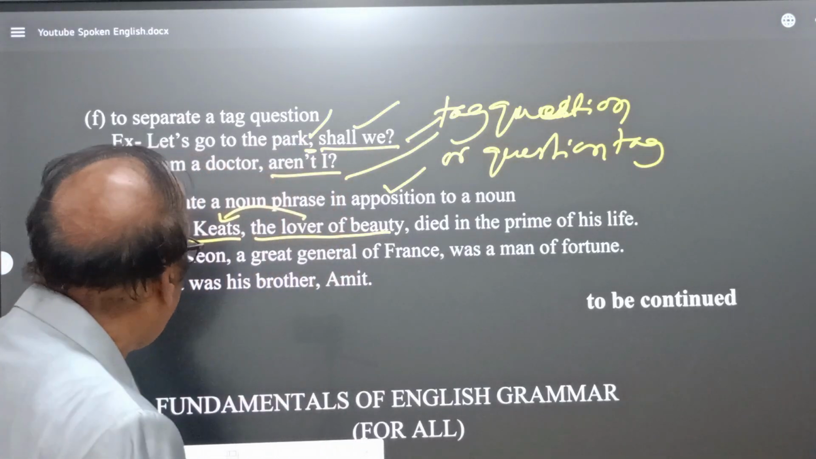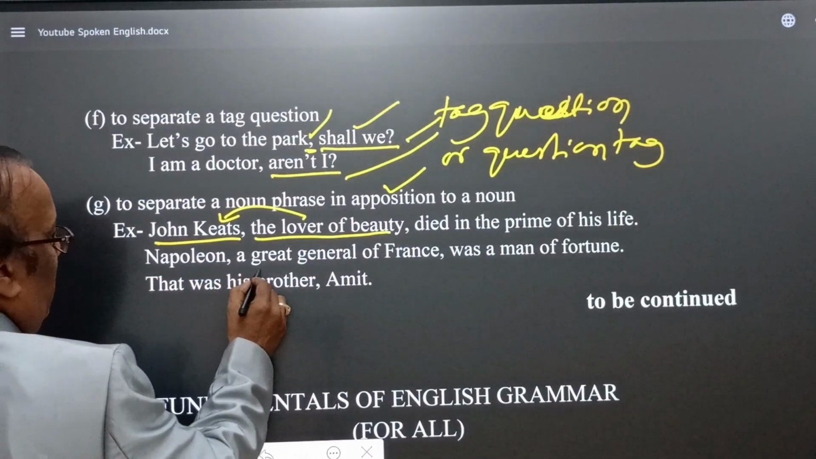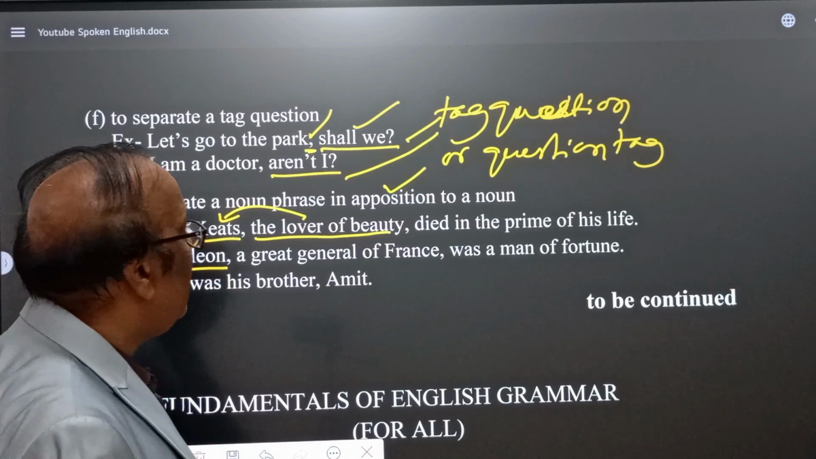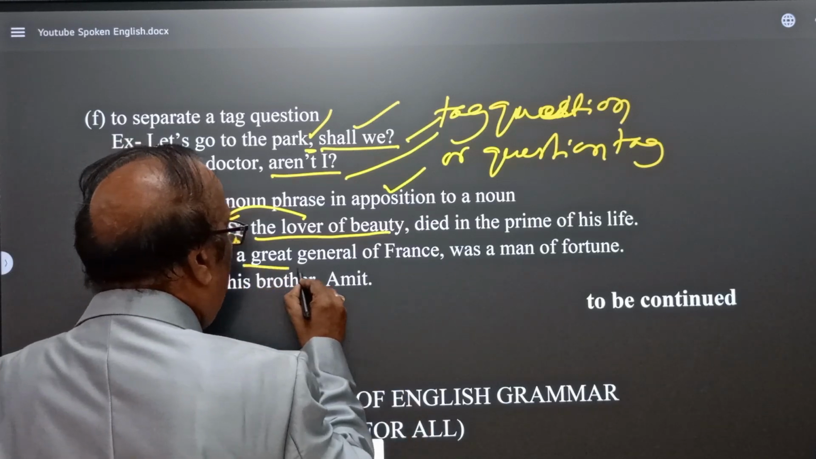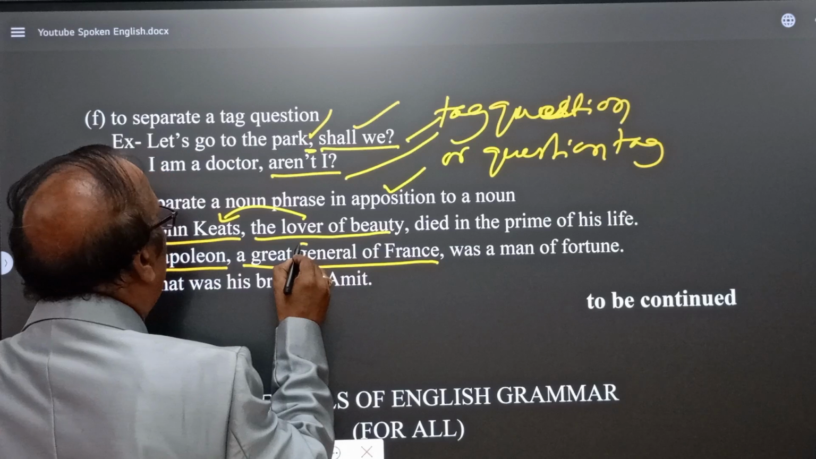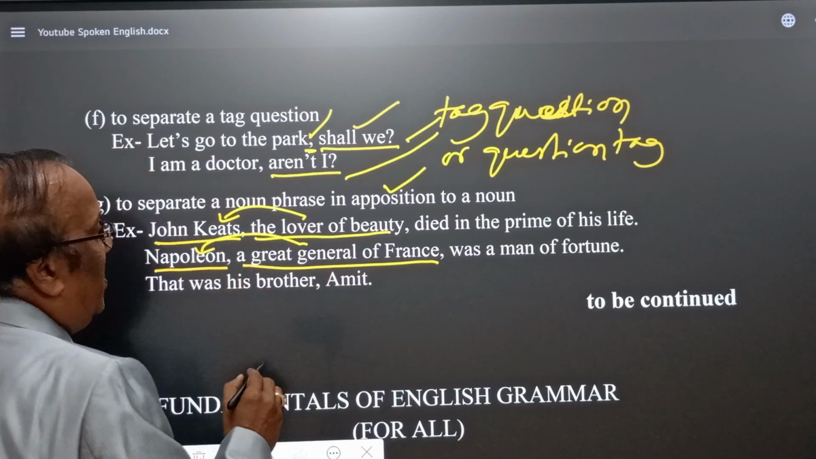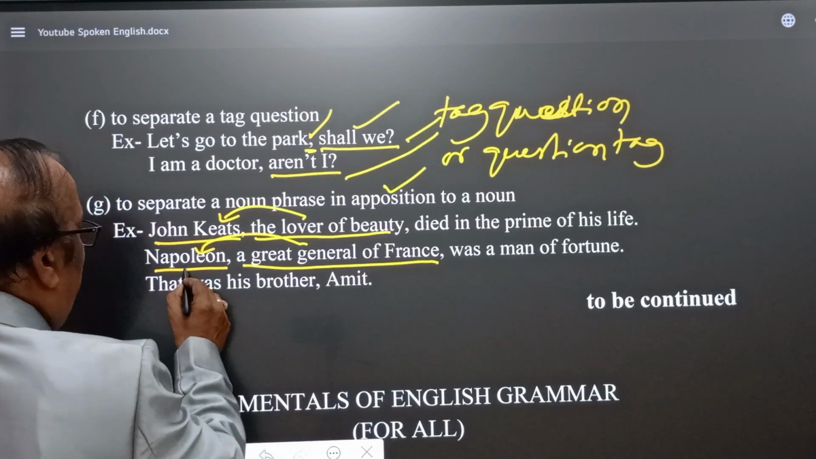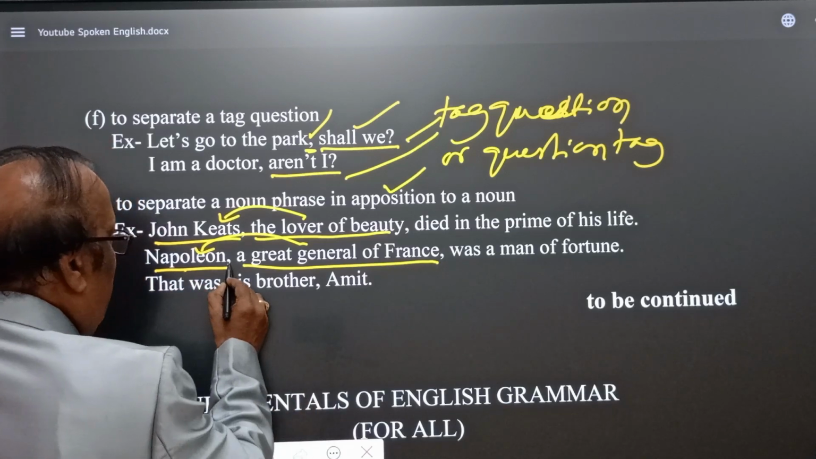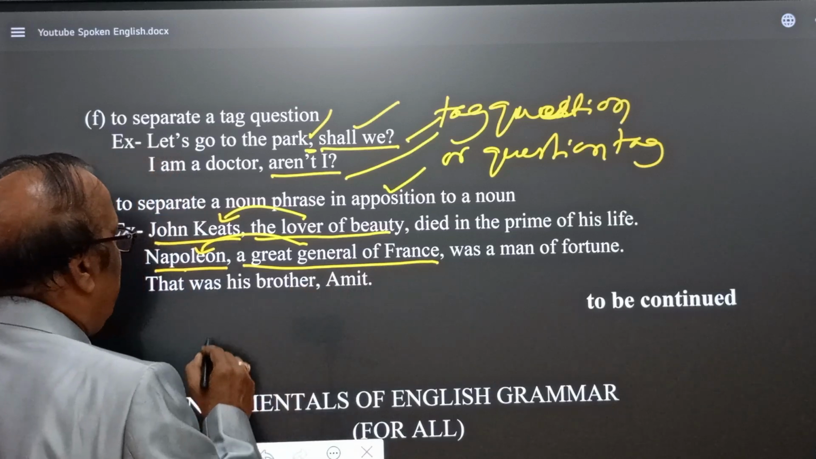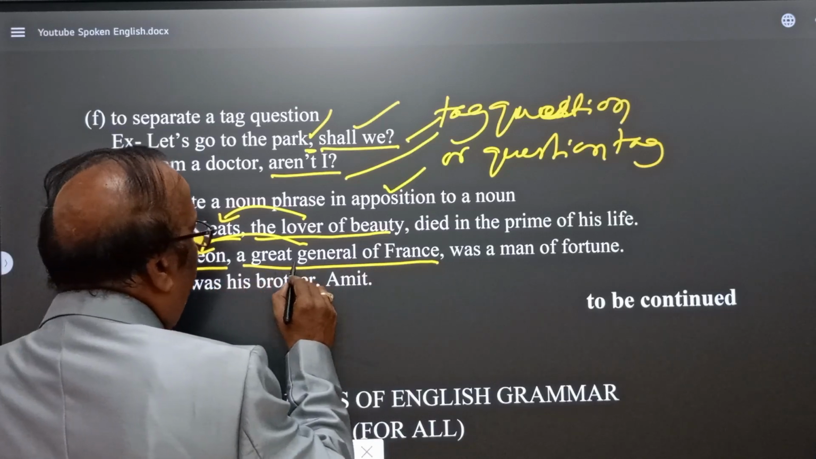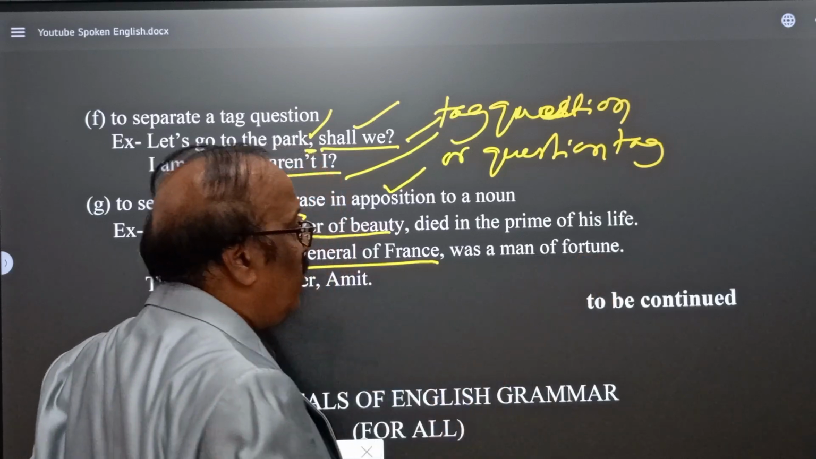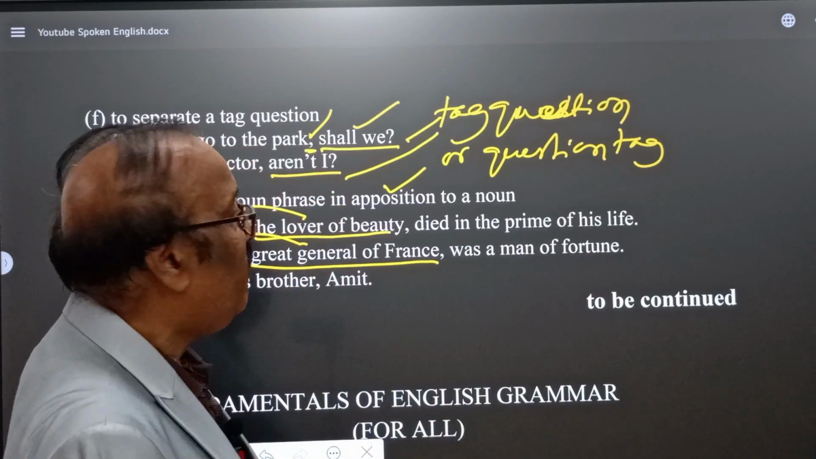Yes. And here we find Napoleon Bonaparte, a great general of France. A great general of France. Here also we find opposition to a noun. That noun is Napoleon. And here we find commas on both sides. Napoleon, comma, a great general of France, comma, was a man of fortune. Was a man of fortune.